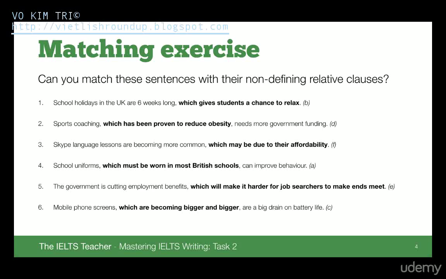Notice it wouldn't work the other way around. You wouldn't be able to say sports coaching needs more government funding, which has been proven to reduce obesity. It needs to go in the middle there because that makes it much clearer about which part of the sentence you are choosing to give more information about. Okay, so really think about your sentence structure and your word order when you write these sentences.